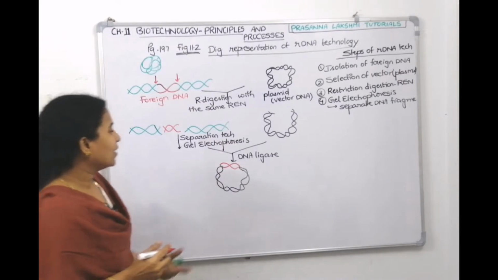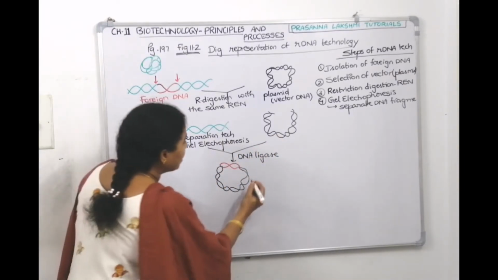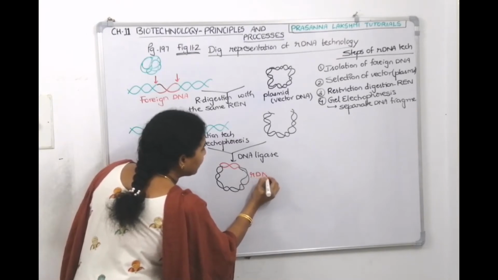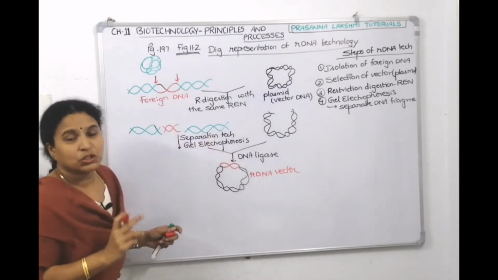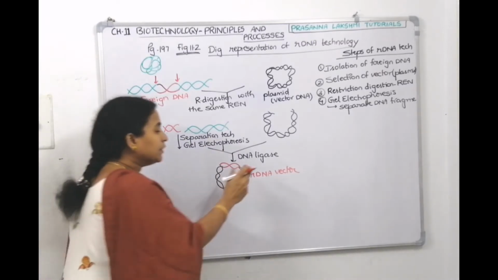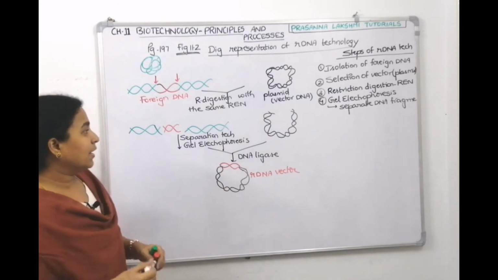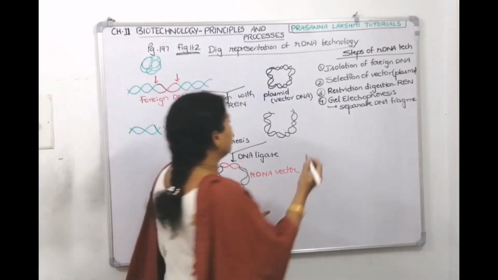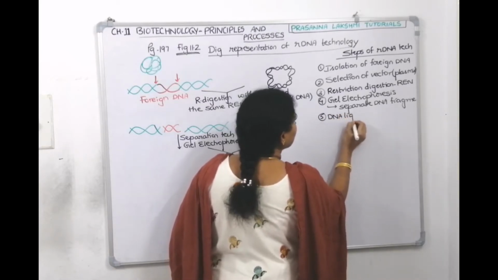Now what is this called? This is a normal vector DNA in which your desired DNA is also there. So can we call it an rDNA vector? Recombinant DNA vector? Yes, you got a recombinant DNA vector with the help of the DNA ligase enzyme. So what is the next step I should write there? The fifth step will be DNA ligation.